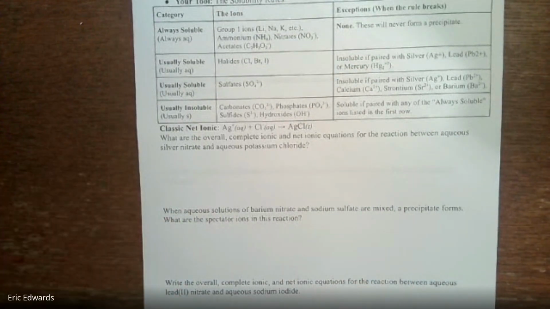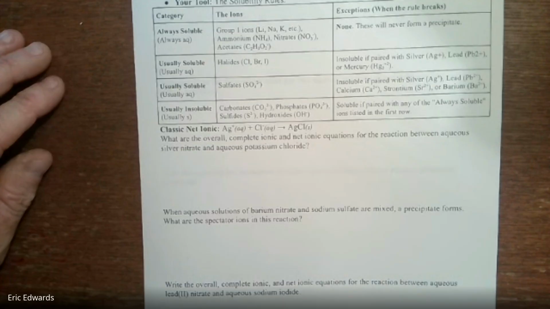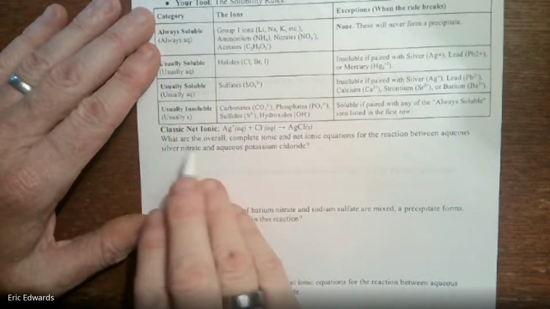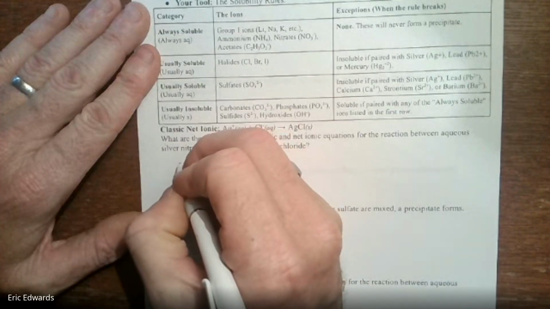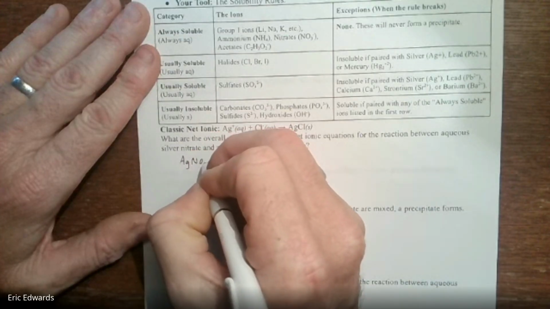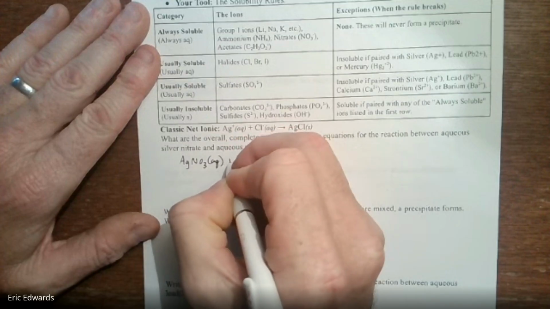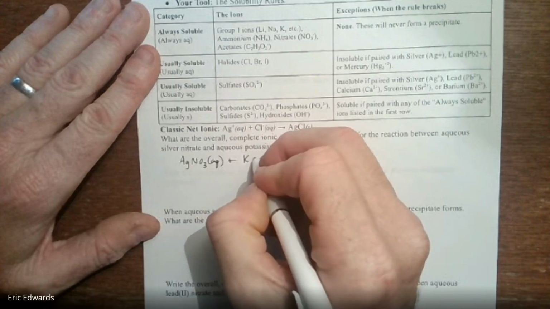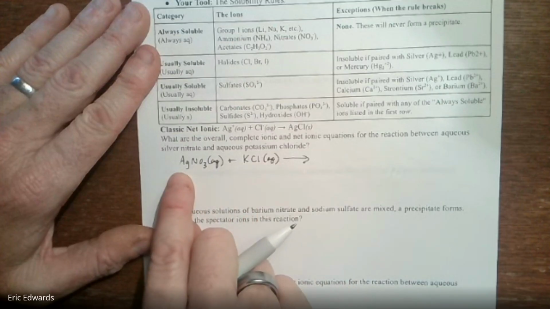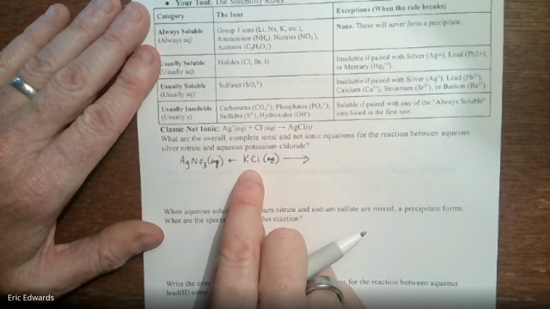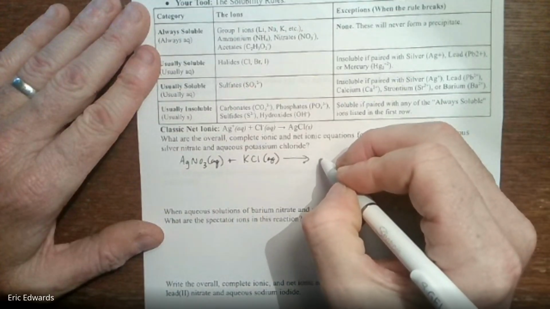What we want to do is learn how to write the overall equation, the complete ionic equation, and the net ionic equation. So we're going to do all of them. For the reaction between aqueous silver nitrate, AgNO3, and we're going to put that aq there, plus potassium chloride, KCl, and we're going to put that aq there. Now, the double replacement reaction is that potassium is going to flip over to nitrate, and the silver will flip over to chlorine.